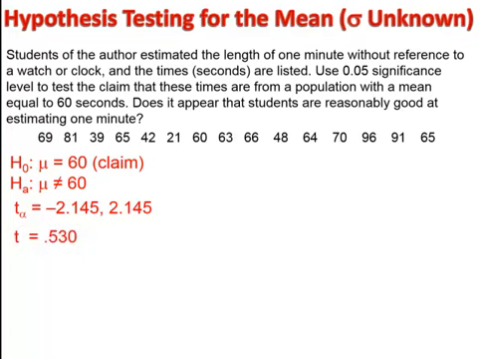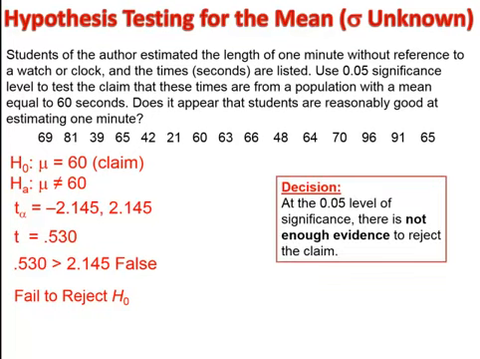Your test statistic would equal 0.530, and because it's positive, you're testing against the positive, and 0.530 is not greater than 2.145. It's a false statement, therefore you fail to reject the null. And if you fail to reject the null and the claim is on the null, you can state as a decision at a 5% level of significance, there is not enough evidence to reject the claim.